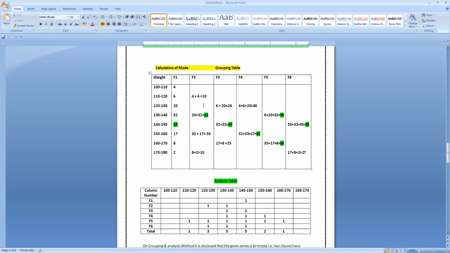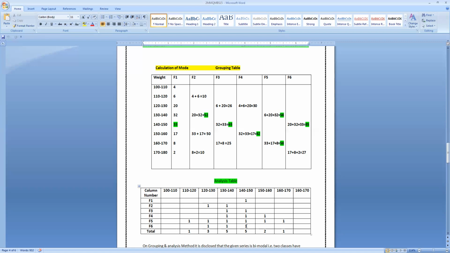And next, the fifth column, both the numbers are same. We got both the numbers by starting from 6 and ending with 8. All the class intervals will have to be marked as 1. So in the fifth column, it starts from 110 to 120 up to 160 to 170. We'll have to mark all the boxes with 1. Then the last column, that is 85. We got 85 by adding 20, 32 and 33. Corresponding to that, the class intervals are 120 to 130, 130 to 140 and 140 to 150.